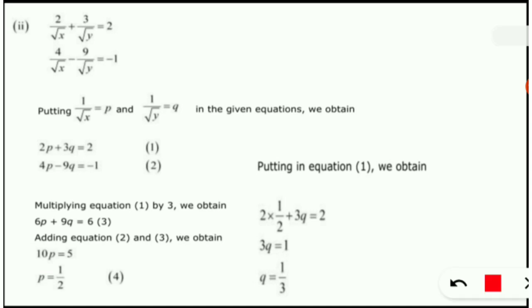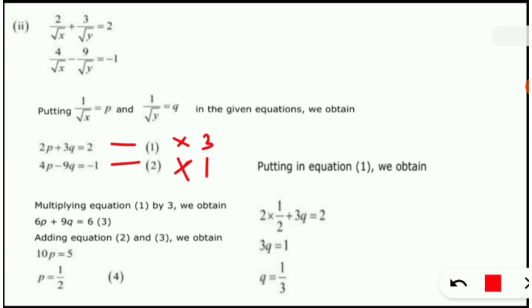Here we use the elimination method. Okay students, here we use the elimination method. So at first we equalize the coefficient of q. Here minus 9q, so here is plus thrice q. So equation 1 multiplied by 3 and equation 2 multiplied by 1. That's why we have not written this. So simply we write multiplying equation 1 by 3 and equation 2 by 1. Okay, and after that we add both the equations. Clear? That's why 9q minus 9q cancel.